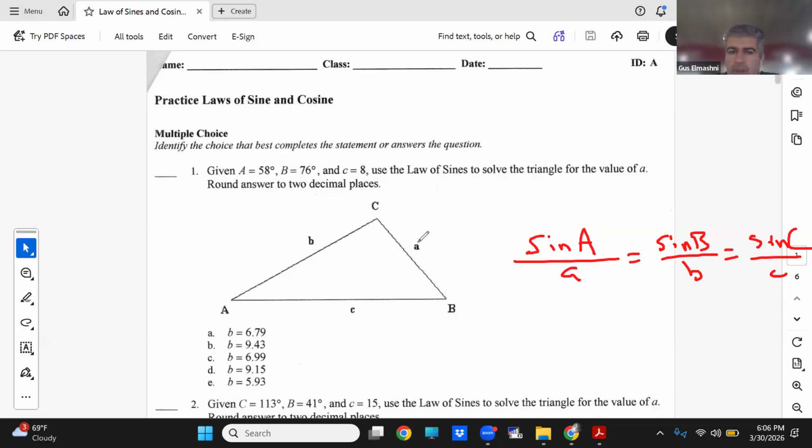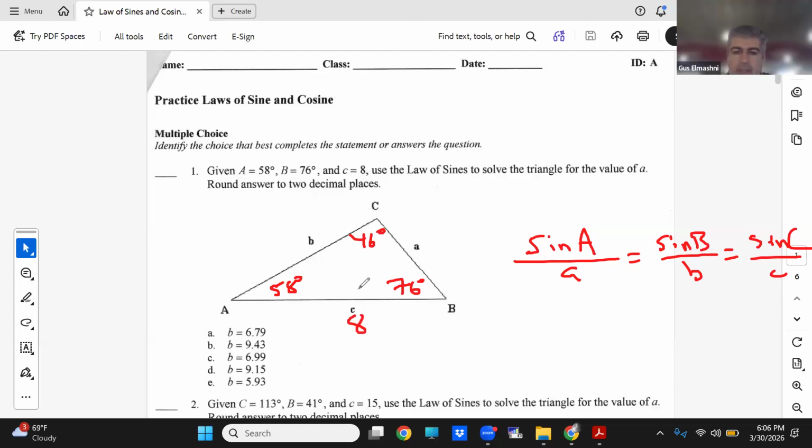So you want to find a known angle-side pair. In this case, angle A is 58 degrees, right? Angle B is 76 degrees, right? And by the way, if you know two angles, you know the third angle. Just use a calculator, which is 46 degrees, okay.